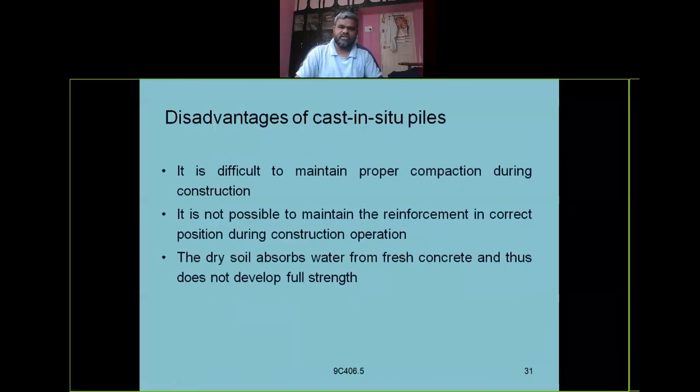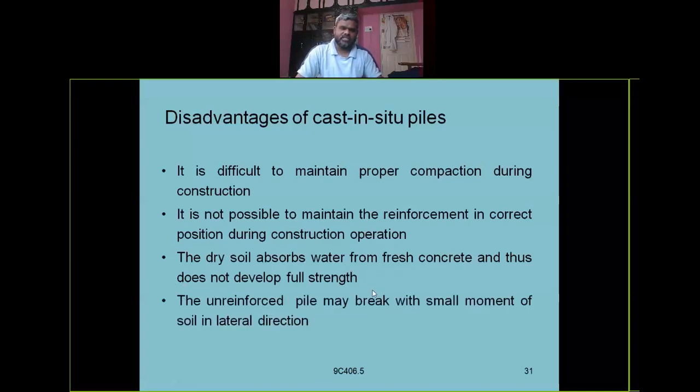Disadvantage is it is very difficult to maintain proper compaction during the construction, and it is not possible to maintain the reinforcement in correct position or correct vertical alignment during the construction operations. Means vibration, everything will be done. The dry soil absorbs water from fresh concrete and does not develop full strength. These are some disadvantages in cast in situ piles. The unreinforced pile may break with a small amount of movement of soil in lateral direction.